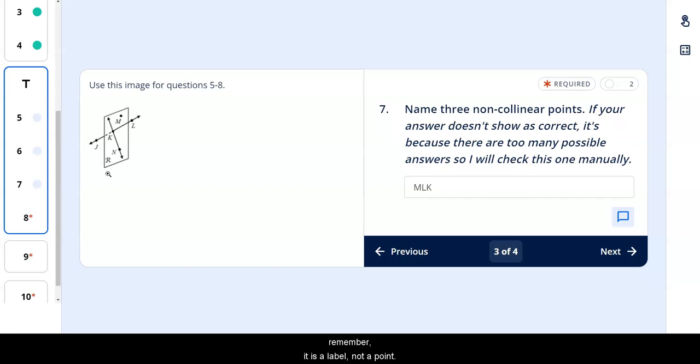Remember, it is a label, not a point. So as long as you do not put JKL or LKJ, you may use any 3 of those letters. So you can use any 3 of the combination. Any 3. And if it doesn't mark it right, don't worry. Again, just like it says here, I had to check this one manually.